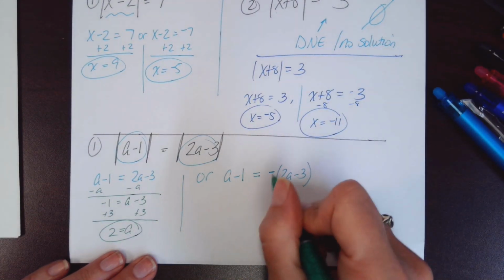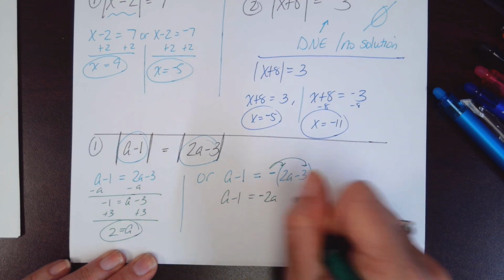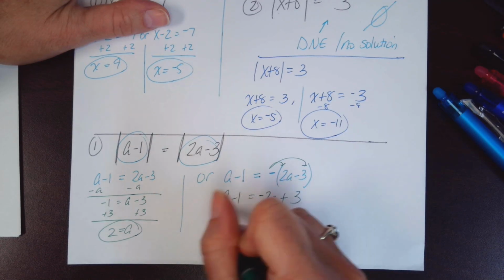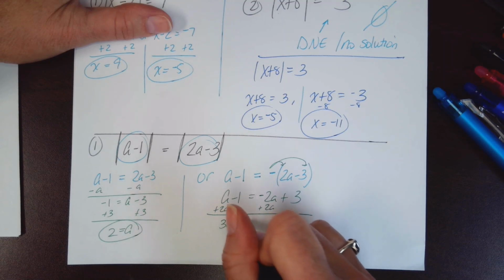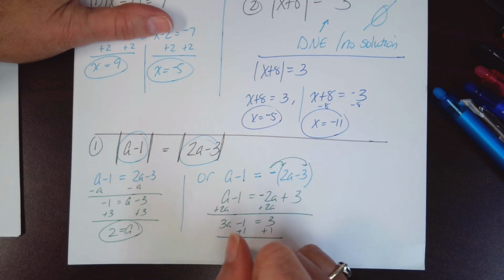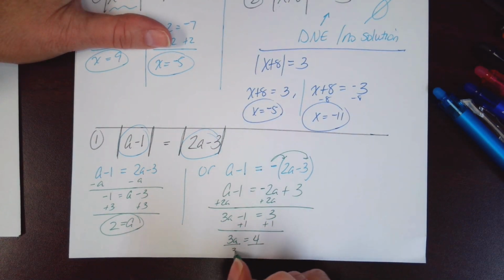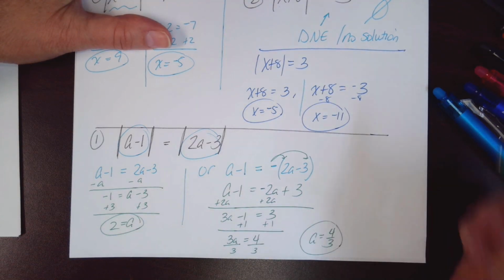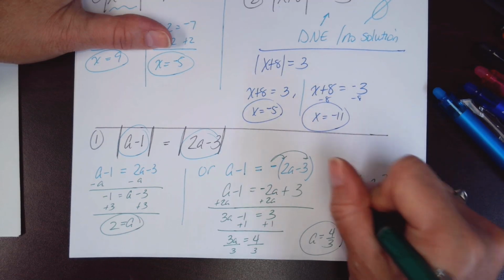Over here, I need to distribute that first. So I've got a minus 1 equals -2a plus 3. Again, I like to keep my variables positive, so I'm going to choose to move the a to the left. And then I need to add that 1 to move it over, and I get 3a equals 4. Well, to finish solving for a, I divide both sides by 3. So I get a equals 4/3. So my solution set here is 4/3.